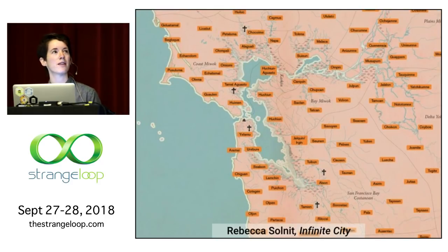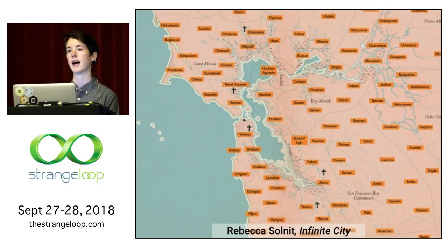It's also not showing me the indigenous people who inhabited this land before it was colonized and who are still around to some degree. And what were their names and what were their languages and where do they live? This is from Rebecca Solnit's Atlas of San Francisco, Infinite City, which is fantastic.